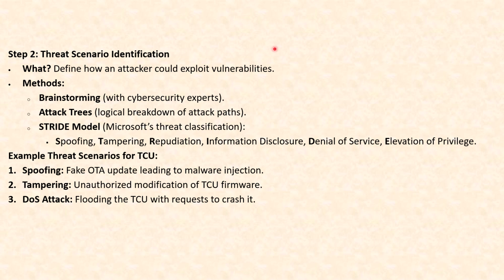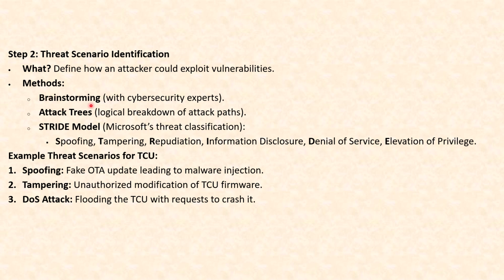Now what is step 2? Step 2 is threat scenario identification. The previous step was identifying the various assets and now we are going to see threat scenario identification. Again coming to the question of what: define how an attacker could exploit the vulnerabilities. And how do we do that?